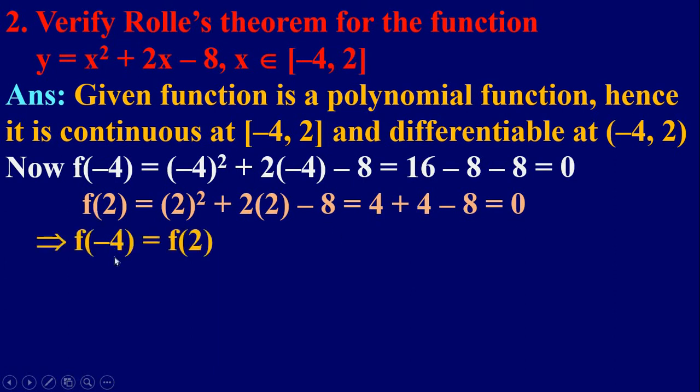Now here f of minus 4 and f of 2 are same. So therefore all three conditions for Rolle's theorem are satisfied. So function is continuous, function is differentiable and f of a equal to f of b, that is f of minus 4 equal to f of 2. So all three conditions for Rolle's theorem are satisfied.